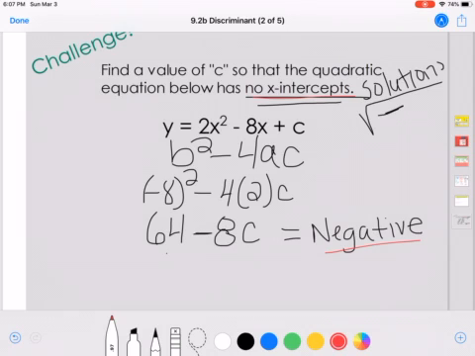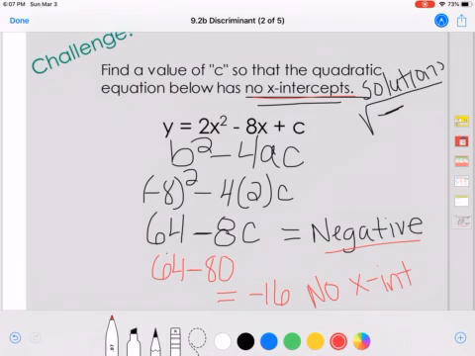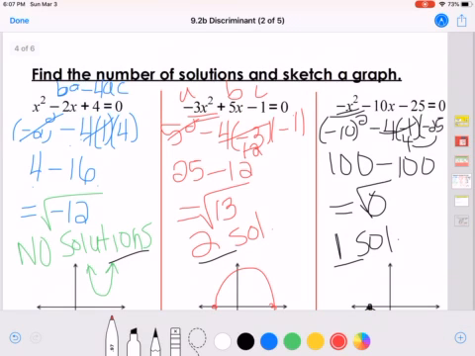So I'm going to pick 10. If we have 64 minus 8 times 10, 64 minus 80, well, that would be a negative 16. Well, since it's negative, we've got those no x-intercepts or no solutions. Alright, so again, just to wrap up for our discriminant, we're just using it to figure out how many solutions and what that graph might look like.